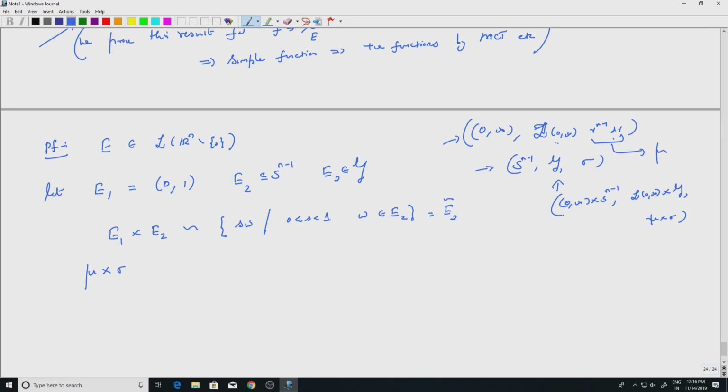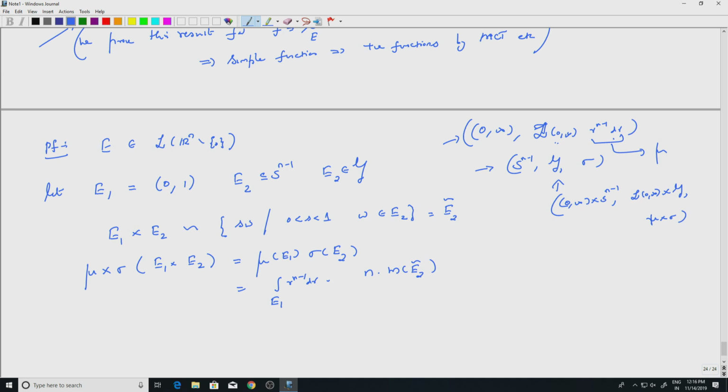Okay, so mu cross sigma of E1 cross E2. Well, this is a measurable rectangle, so the measure just is the product. That is mu of E1 into sigma of E2. Which by definition is, what is mu of E1? Mu of E1 is the integral over E1 of r to the n minus 1 dr, times sigma of E2, which is n times the measure of E2 tilde. That is the definition.